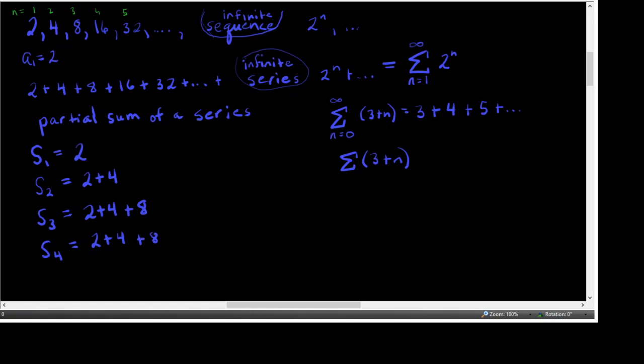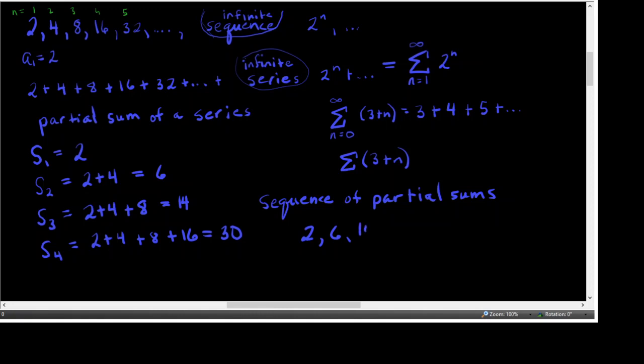And what we can do with those partial sums is form a sequence, which I'll do in a second. Let me go back and do the arithmetic. Okay, so the sequence of partial sums of that series that we've been messing with this whole time would be 2, 6, 14, 30, 62, I think is the next one, etc.